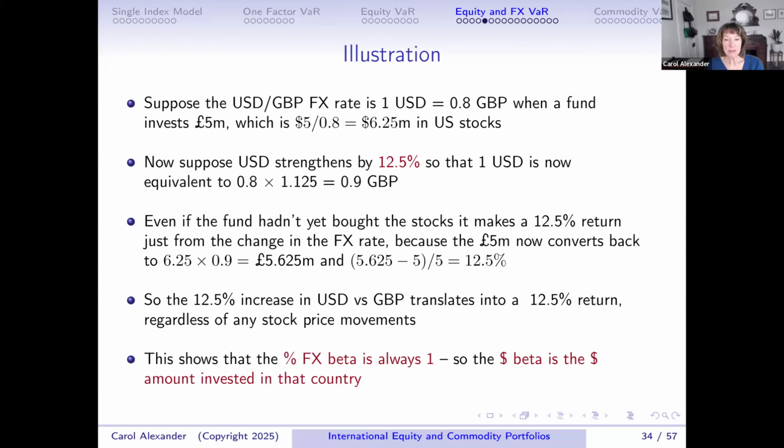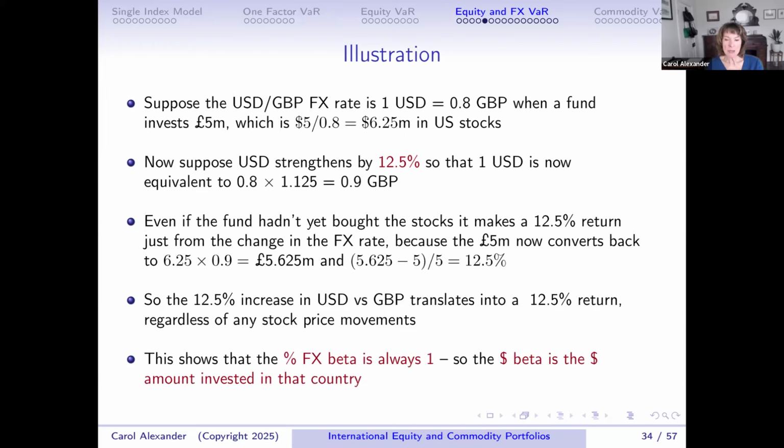And now suppose that the US dollar rate strengthens by 12.5%. In other words, $1 US is now worth more than 80p. It's worth 0.8 times 1.125 because it's strengthened by 12.5%. In other words, it's worth 90p now. Now, even if the fund hadn't yet bought those stocks, that 5 million that it converted into $6.25 million will now convert back into £5.625 million.